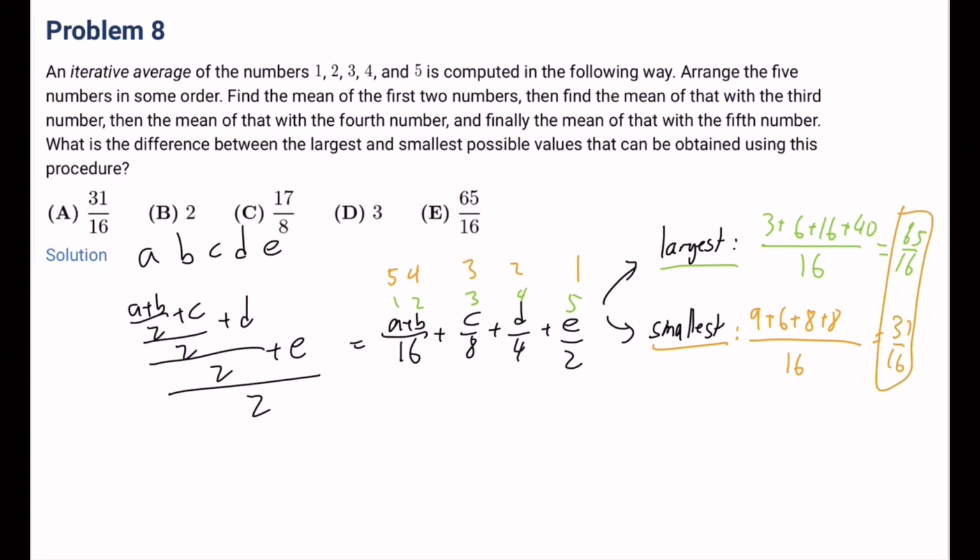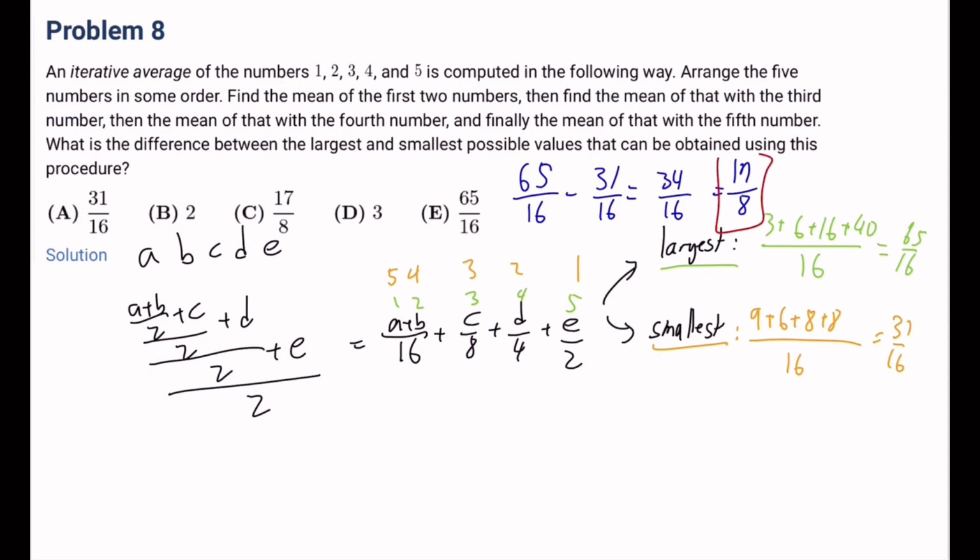And so comparing those two, we have to get their difference. So it's 65 over 16 minus 31 over 16. So this is going to be 34 over 16, and so this is going to be 17 over 8. So 17 over 8, that's the answer, it's C.